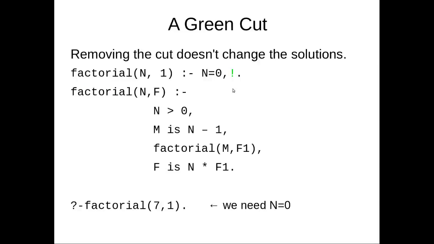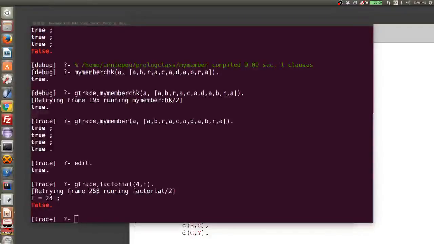Here we've inserted this cut, and we didn't really change anything. The factorial still just reports that the factorial of 4 is 24. It doesn't change the ultimate solution we get. It just doesn't do the false, so it removes a proof.